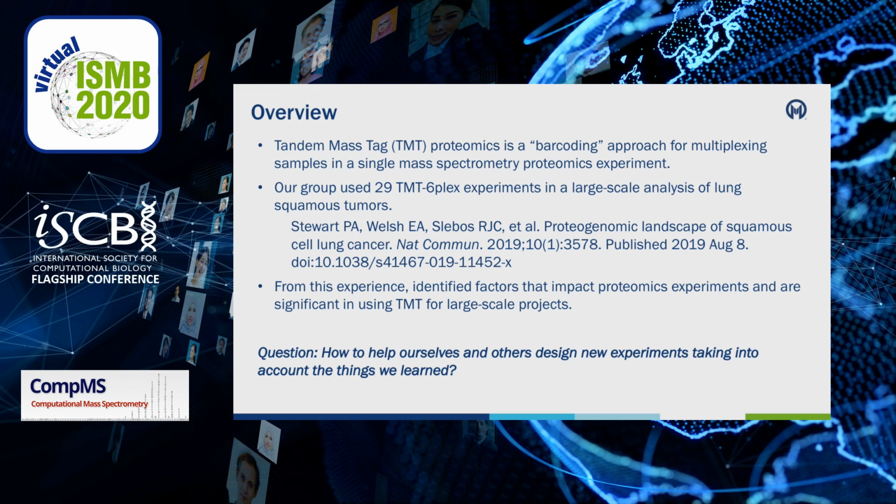As most of us know, tandem mass tag, or TMT proteomics, is a barcoding approach for multiplexing samples in a single mass spec proteomics experiment. Our group recently published a paper using 29 TMT 6-plex experiments in a large-scale analysis of lung squamous tumors. From this experience, we have identified factors that impact proteomics and can be significant in large-scale projects. So the question that we asked ourselves was, how can we help ourselves and others design new experiments taking these things that we've learned into account?